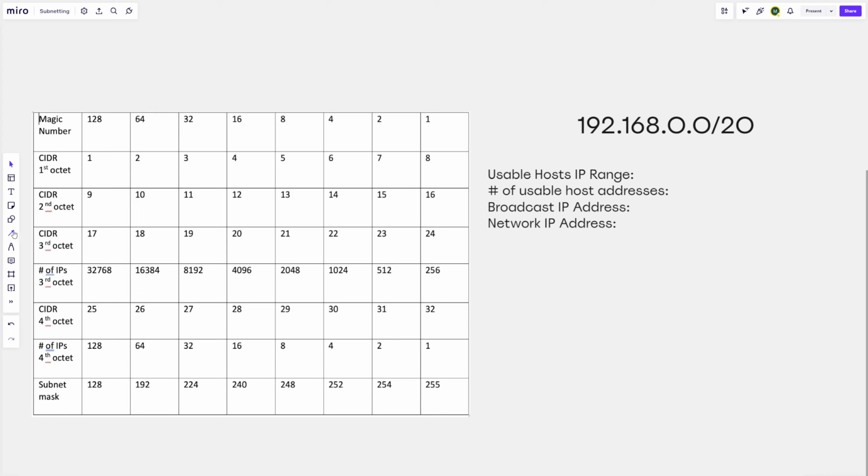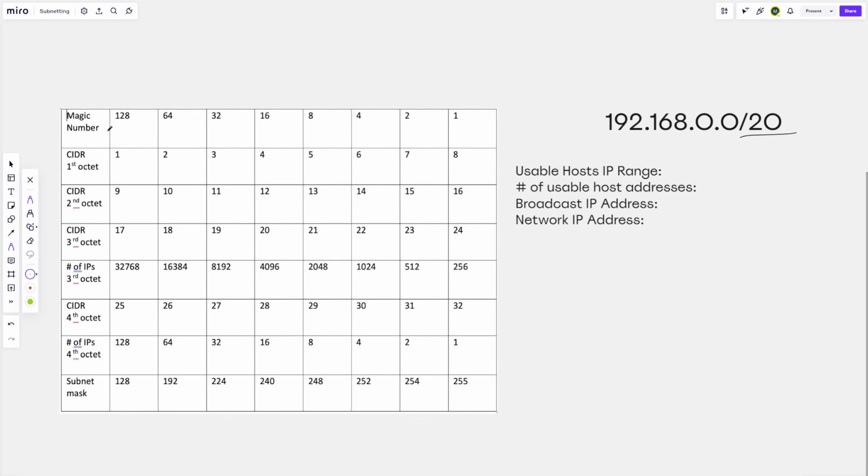All right, so let's direct ourselves to the CIDR. We've got a CIDR of 20. We're going to look at this magic number chart. You'll notice that in the first row we have the magic number, and these numbers are going to be very beneficial to us: 1, 2, 4, 8, 16, 32, 64, and 128. This chart is basically all you need to subnet. To preface this, you won't need to convert anything to binary or hex or do any type of conversions. This chart is very simple, very easy, and very self-explanatory once you get it down.